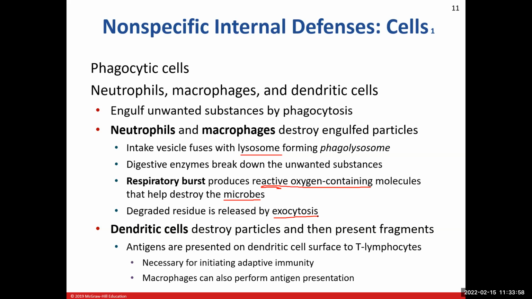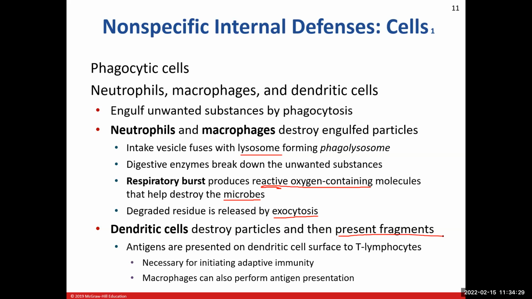Now, the third cell is the dendritic cells, right? I don't know why, I think it's funny, but basically these are the cells that come in contact with something, okay? And they'll engulf it. So basically, an easy way to describe the dendritic cells is they destroy particles and then they present the fragments. This is the one that I was telling you about, like that little kid that finds something and goes to show it to its parents, okay?